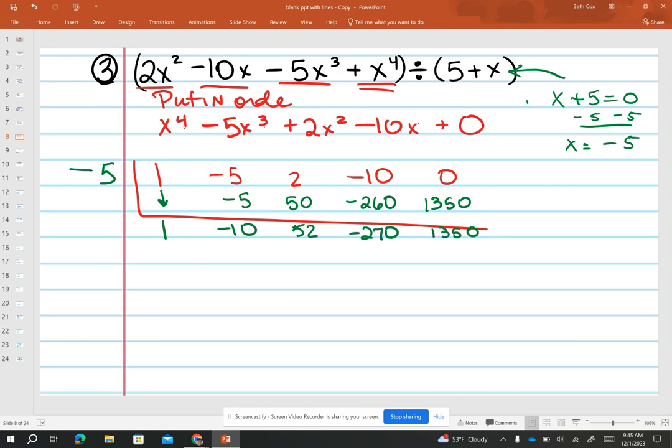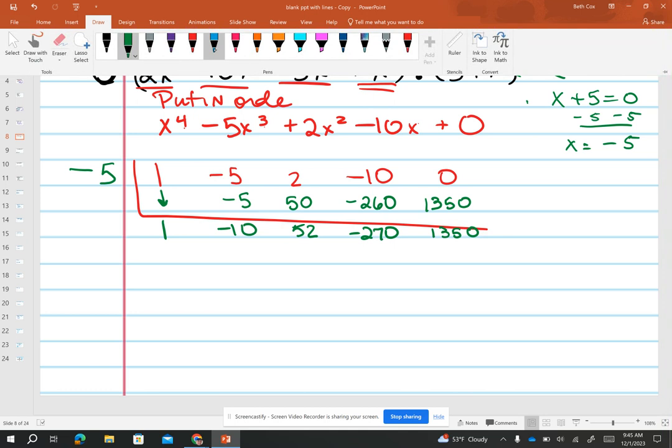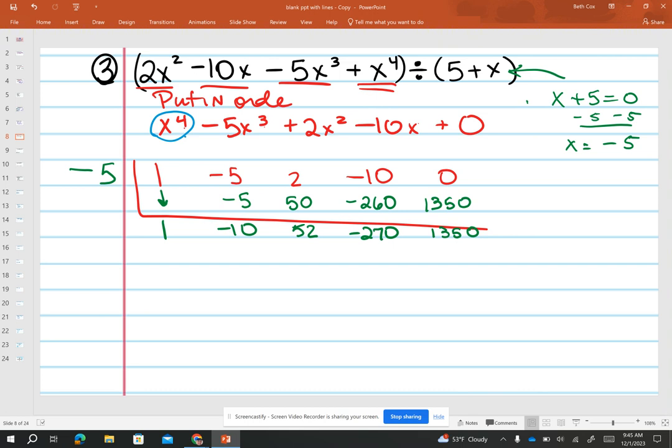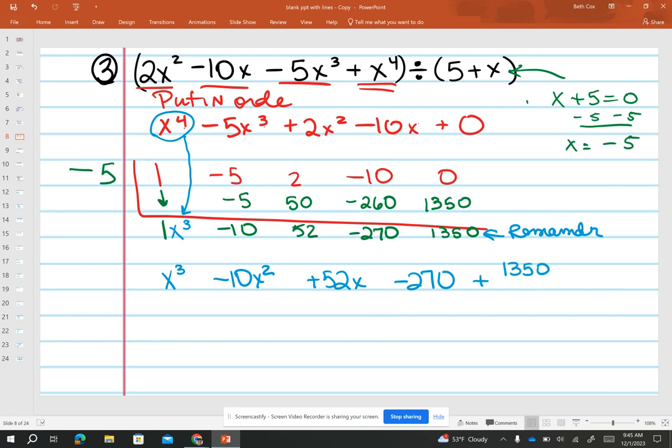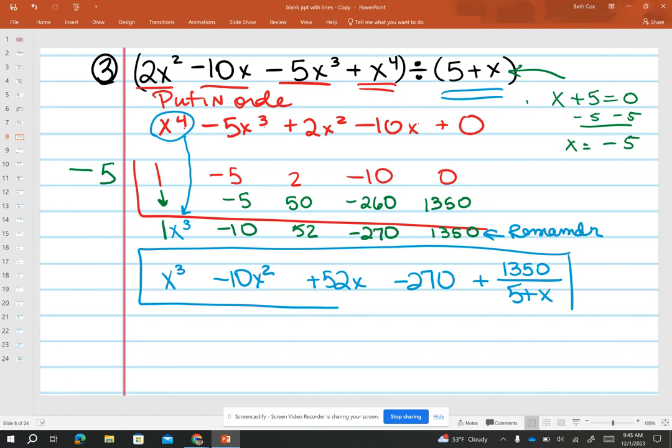Okay, now what does this mean for my answer? So let's get our answer in here. This is going to be a 3rd degree. So we start with the 4th, so we end up with a 3rd. So this will be x to the 3rd minus 10x to the 2nd plus 52x minus 270. And remember, this is our remainder. And the remainder needs to be written as a fraction. We use that on the bottom of our fraction. And so there is your synthetic division problem.